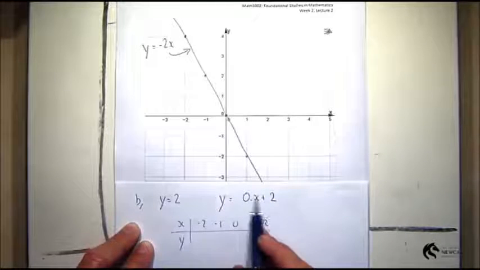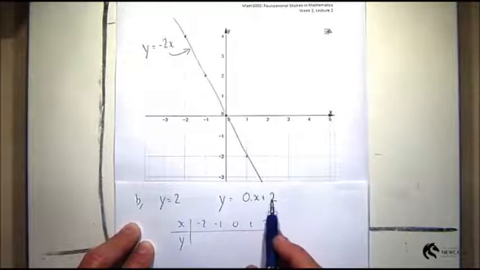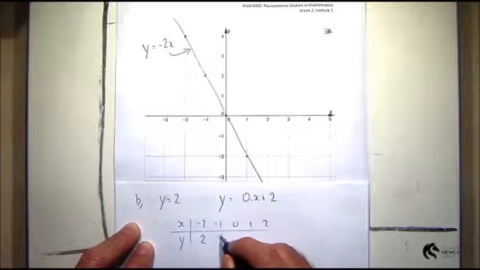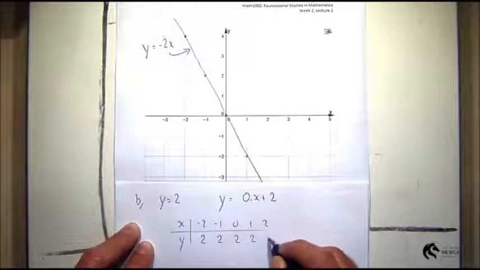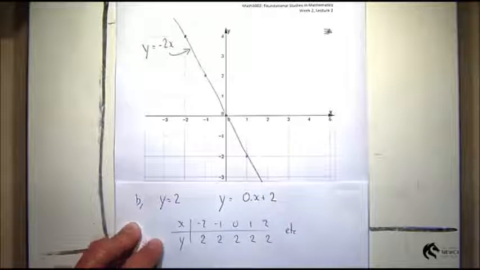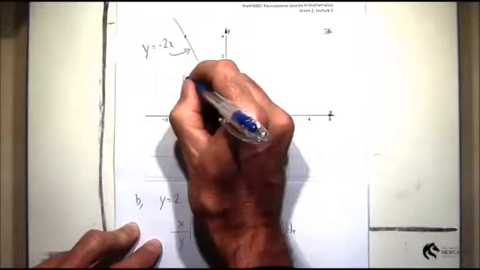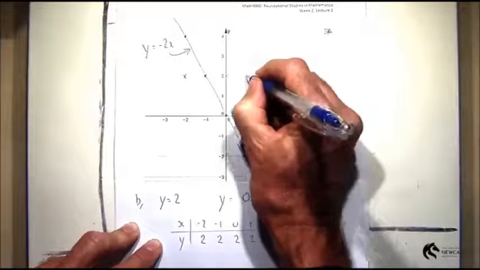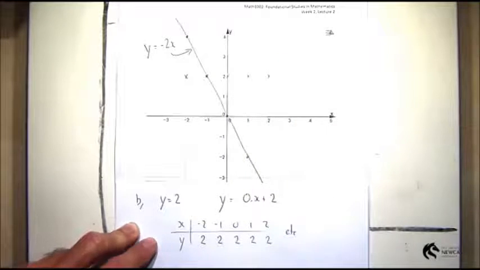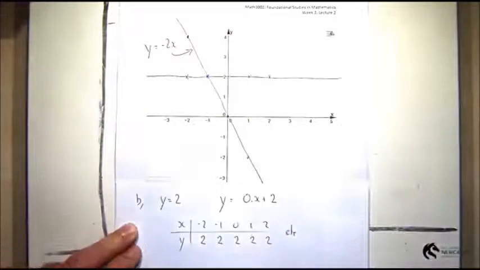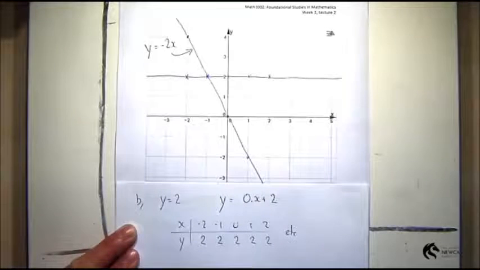So 0 times anything is 0. So I'm always going to get the answer 2, no matter what value of x I put in. So this is going to be minus 2, 2, minus 1, 2, 0, 2, 1, 2, 2, 2, and so on. And I can plot all of those points quite happily. Minus 2, 2 sits me there. Minus 1, 2. 0, 2, 1, 2, 2, 2, and so on. Join them up. And there is my line for y equal to 2.